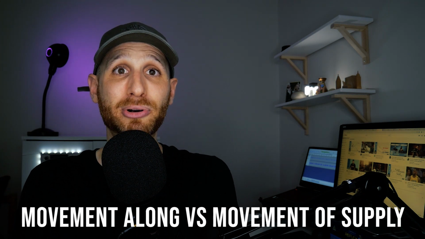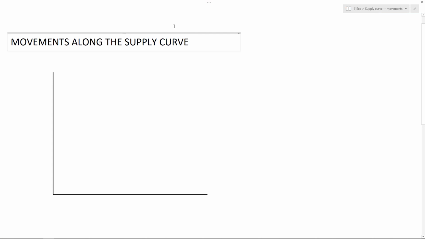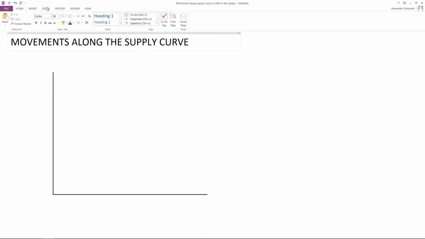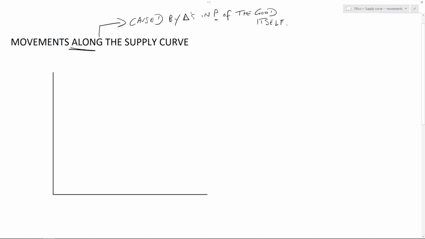Okay, let's get drawing. Okay, so here we are looking at movements along the supply curve, and the important part in terms of this section is that movements along the supply curve are caused by changes in the price of the good itself. So if we're talking about socks, it's caused by changes in the price of those socks. That's what causes a movement along the supply curve. So let's get started in terms of looking at this one.